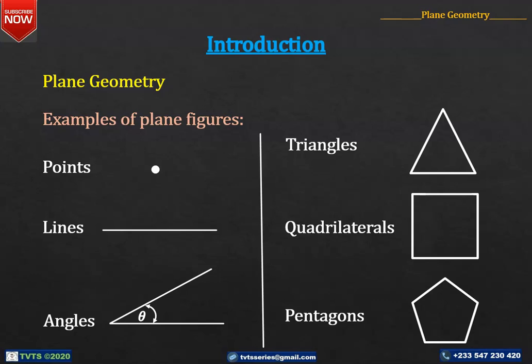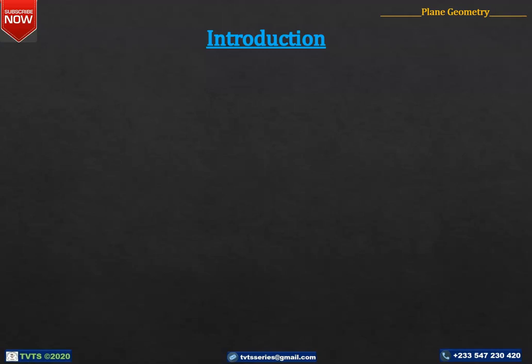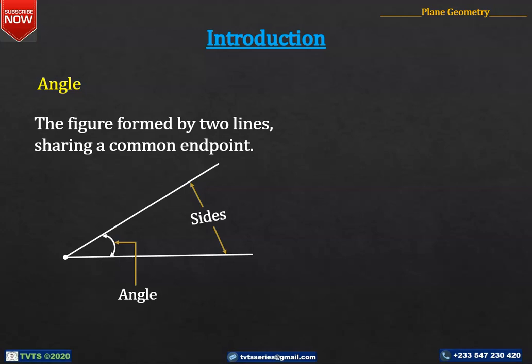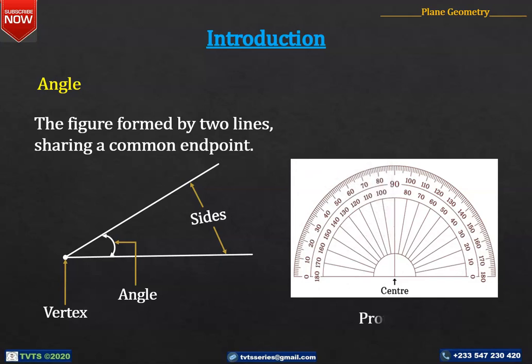Since we'll be spending a whole lot of time finding the sizes of angles, let's quickly take a look at what an angle really is and how it can be measured. An angle is the figure formed by two lines sharing a common endpoint. So if we have this point here with a line ending at this point and another line meeting the first line at the same point, then this gap is an angle. These two lines are known as the sides of the angle, and the common endpoint is called the vertex of the angle. An angle is measured with an instrument called a protractor.